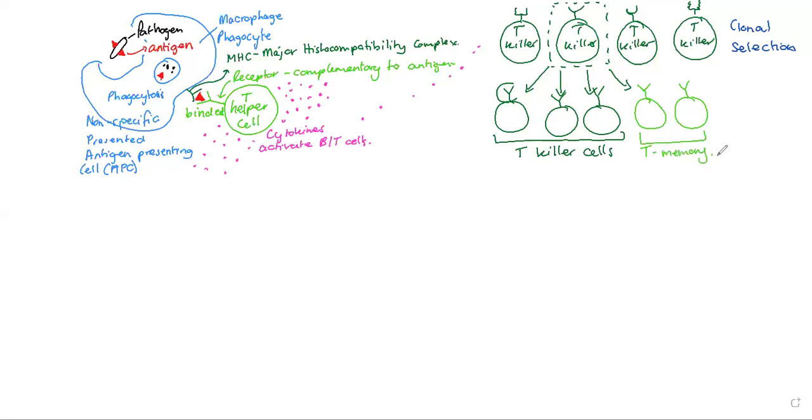Now, what happens with the T memory cells? These are going to stay in the blood. And those are there ready to be activated again, should someone be reinfected with the same pathogen, with the same antigen. So they're there ready. And so the T memory cells are providing long-term immunity.